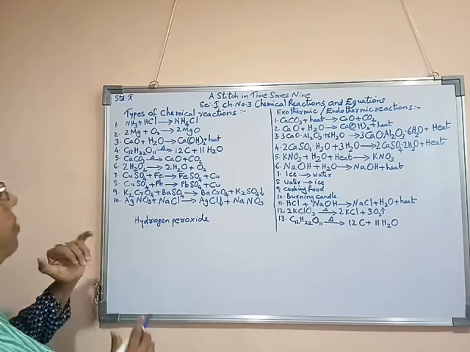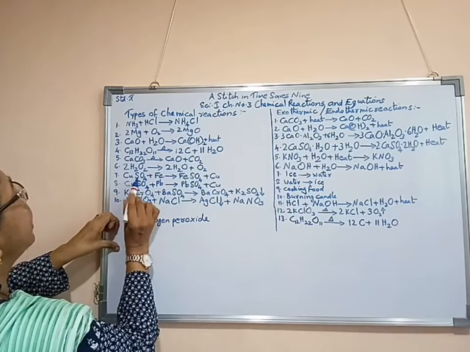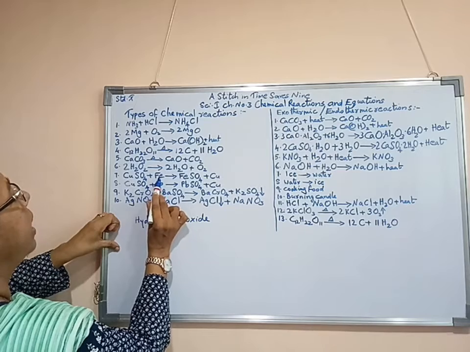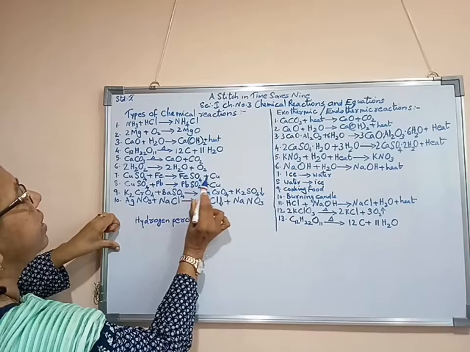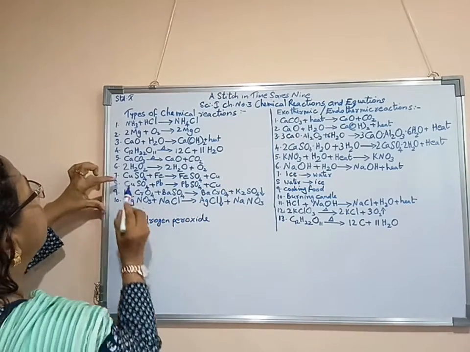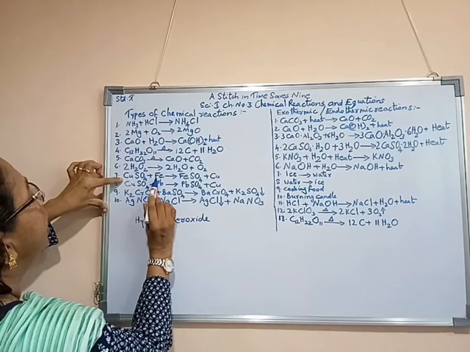Here we will study with an example now. Here copper sulfate, CuSO4. Copper sulfate reacts with iron. As a result, iron sulfate as well as copper forms. Here CuSO4. Here Cu is the metal.